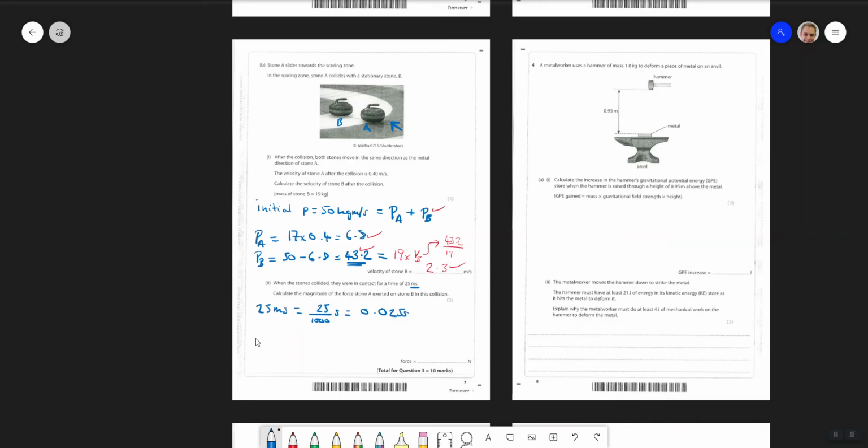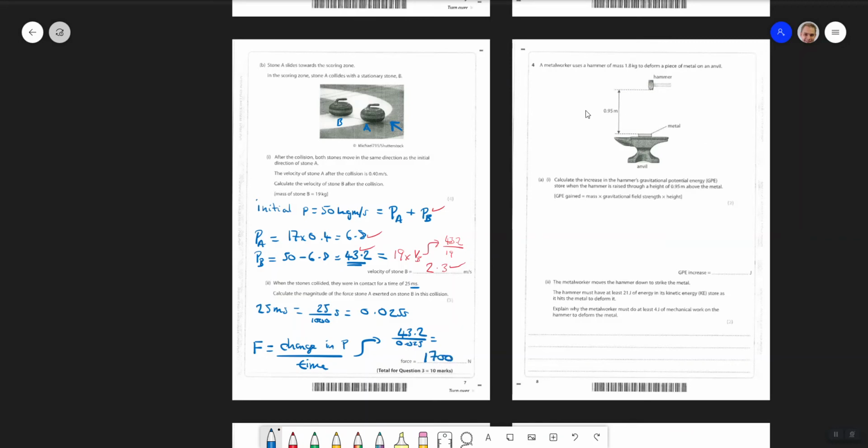And then we are using force is equal to the change in P, the change in momentum over the time. So we've got a change of 43.2, we've got a time of 0.025, so we end up with 43.2 over 0.025, and that gives us 1,700 newtons.